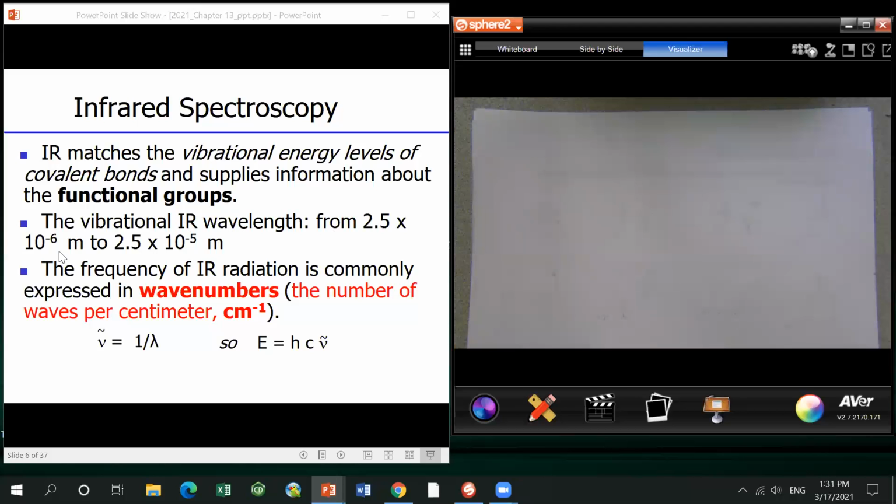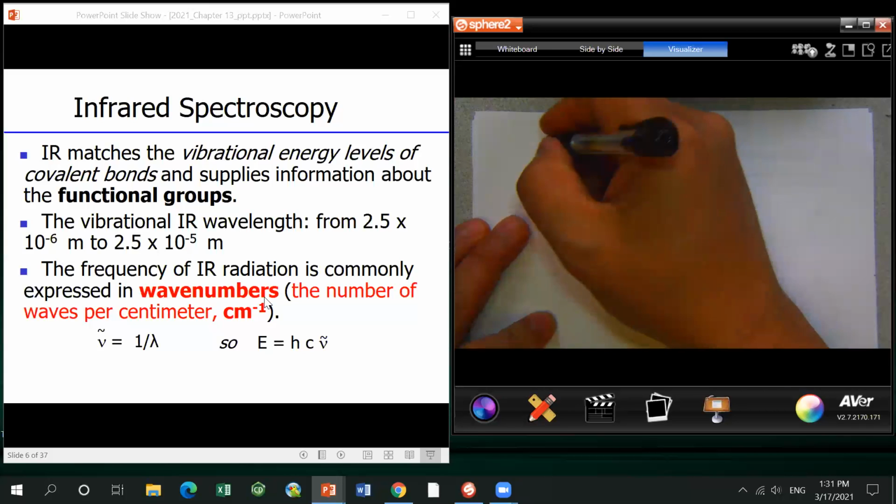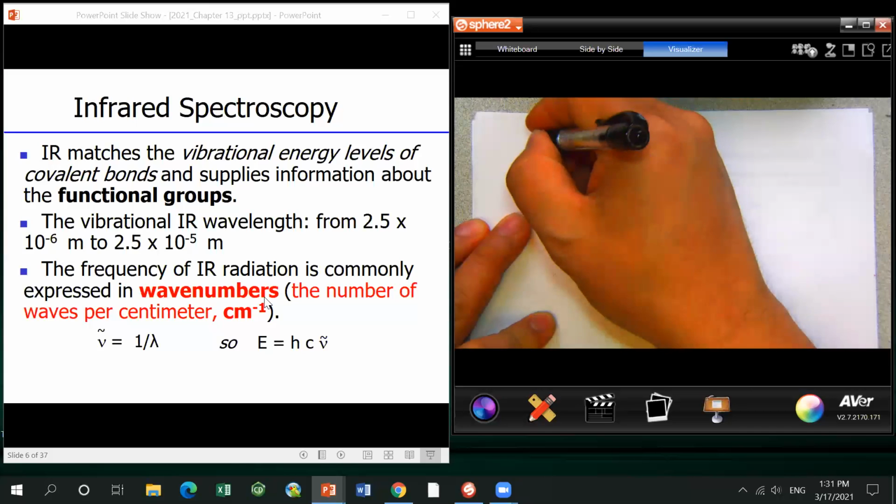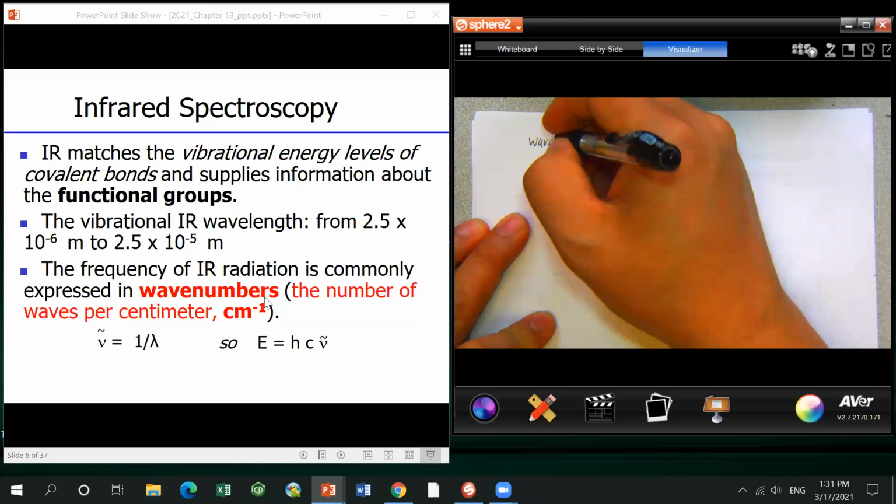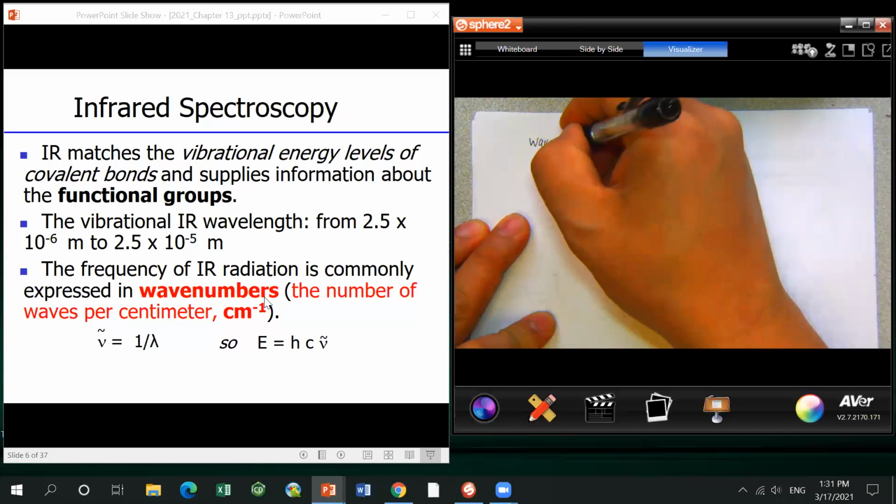So in this case, people change the units of the IR to frequency, but they don't use just mu. They use the units we call wave numbers. That's a little bit different from frequency. Actually it's kind of the same thing, but a different way to record the frequency. Wave number.